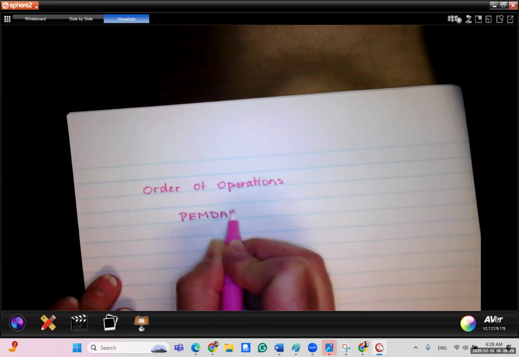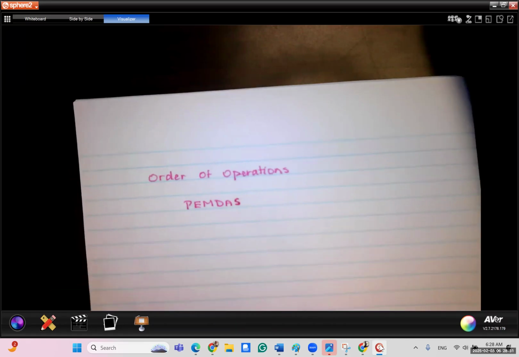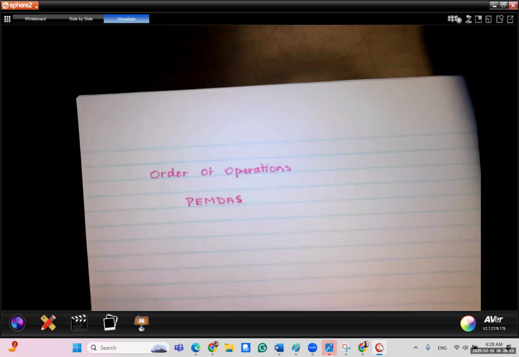Okay, PEMDAS basically helps us remember what order to do the operations when you have a bunch of things in a row, like addition, subtraction, and so forth, because it's not random and it's not just from left to right. This is an accepted convention in math, that we're going to follow these operations in this order, so that everybody would get the same answer for the same thing. Otherwise, we would all get different answers.